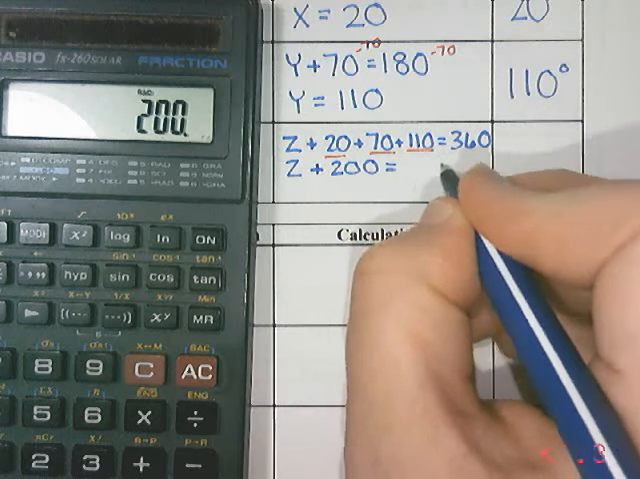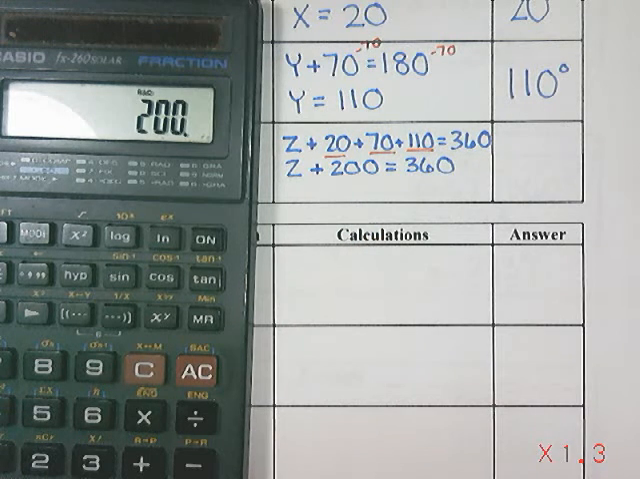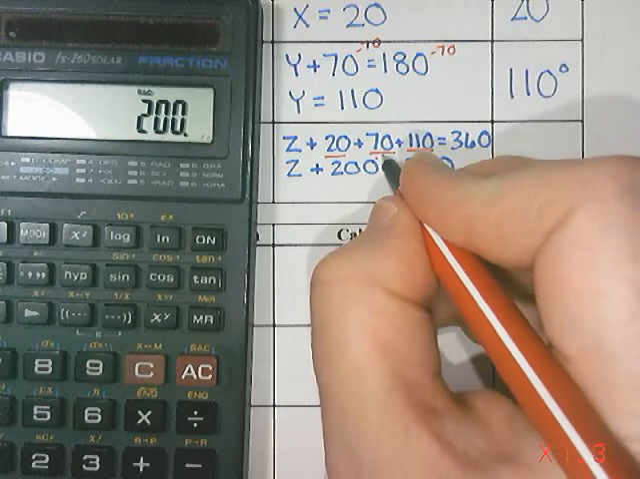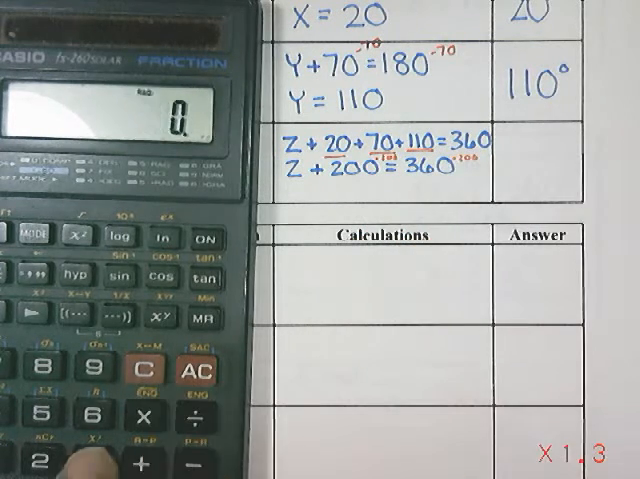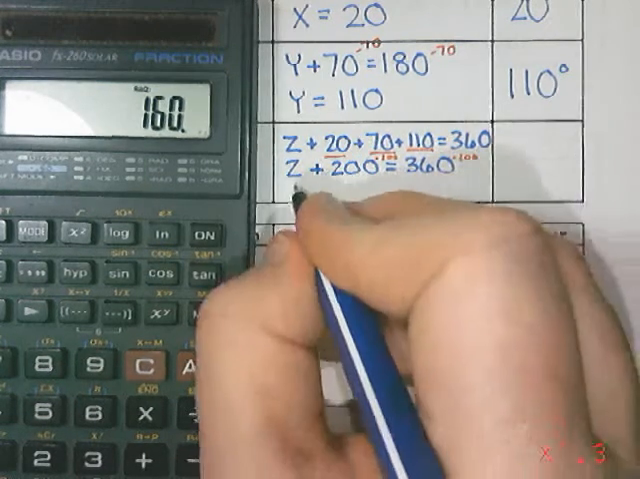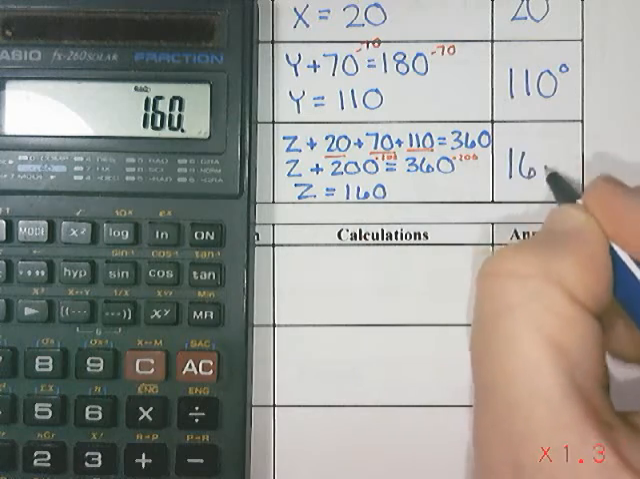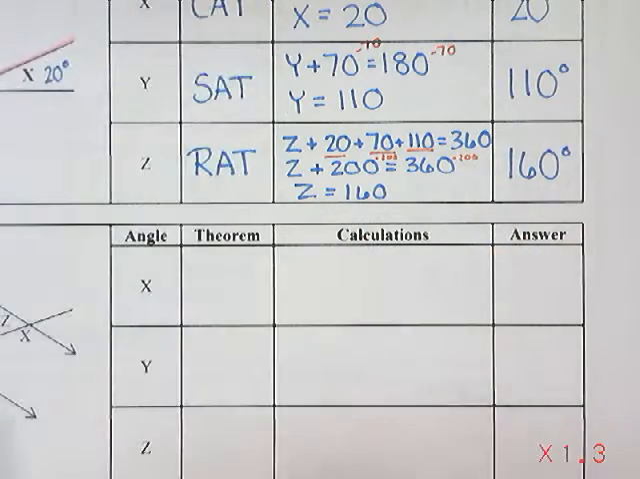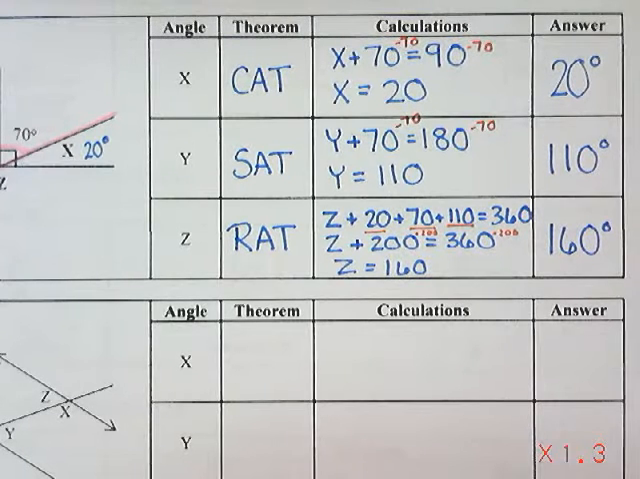So that is a reflex angle if I put all of them together. And then I'm going to subtract 200 from both sides. And I get 160 degrees. So I wrote that in my answer spot. And then those are my three angles.